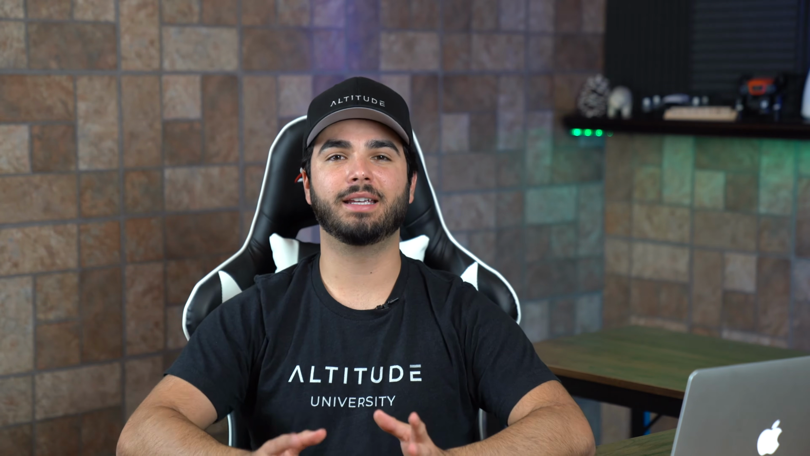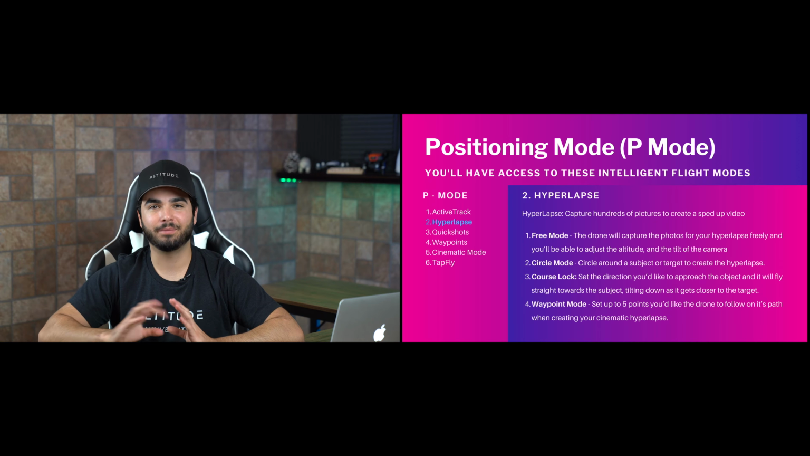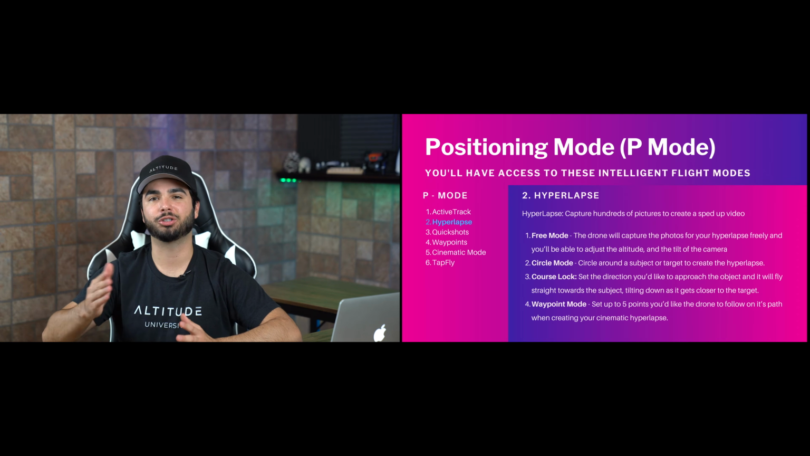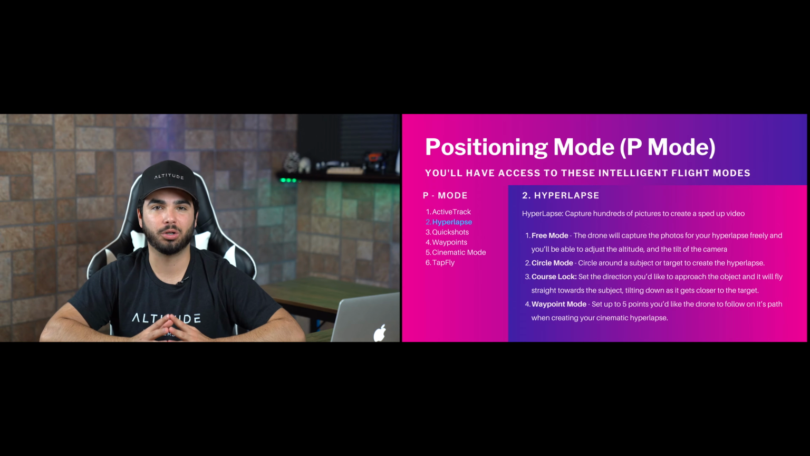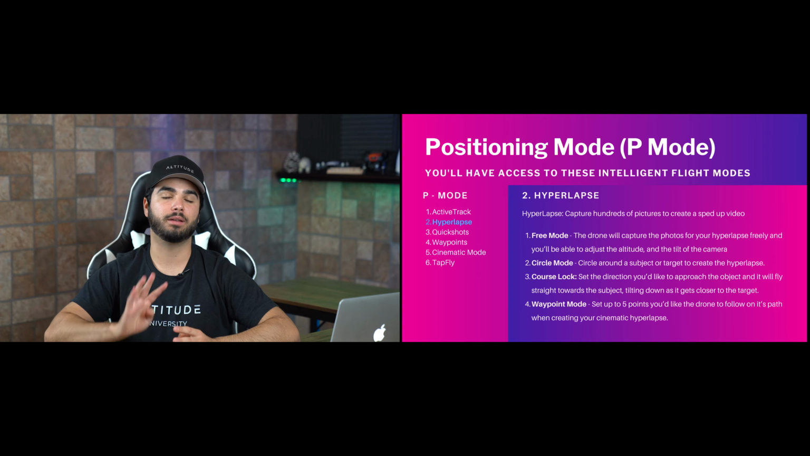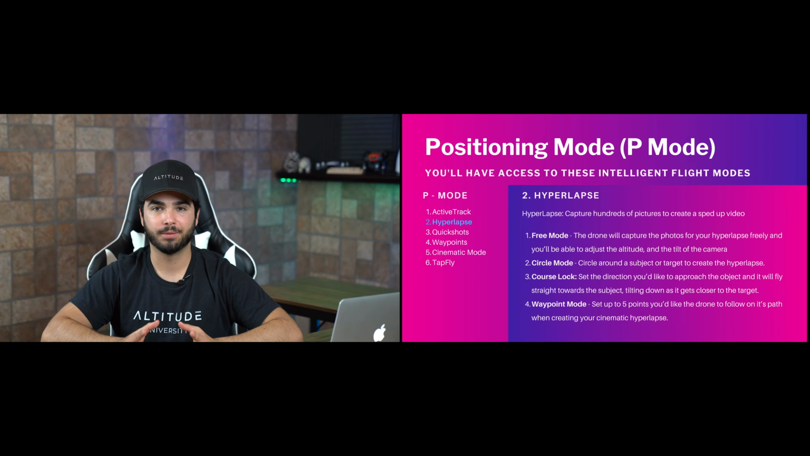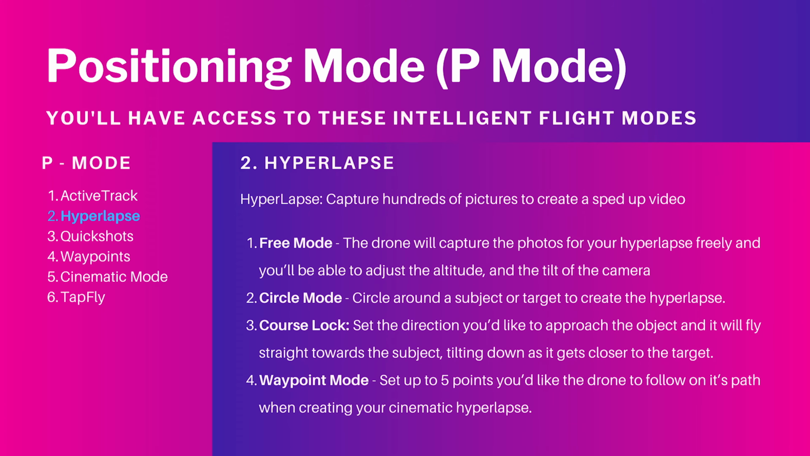In P mode, the second flight mode on our list is hyperlapse, which allows you to easily create sped up videos using hundreds of pictures that are stitched together. To get started, you'll tap the controller icon on the left side of your screen, which will prompt you to choose one of the 4 hyperlapse modes. In each mode, you can set the intervals that it'll take a picture at between 2 and 15 seconds.